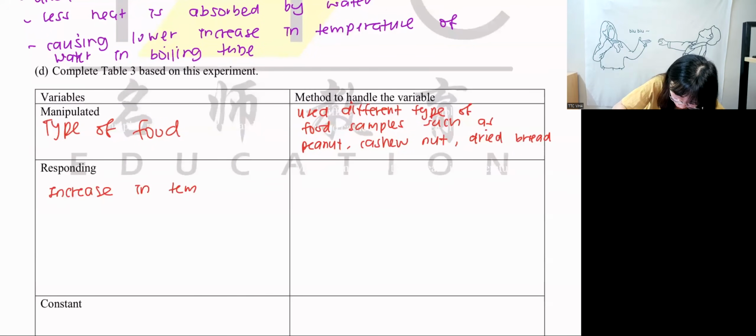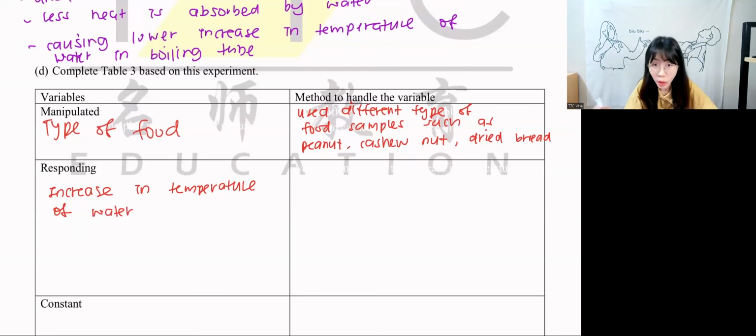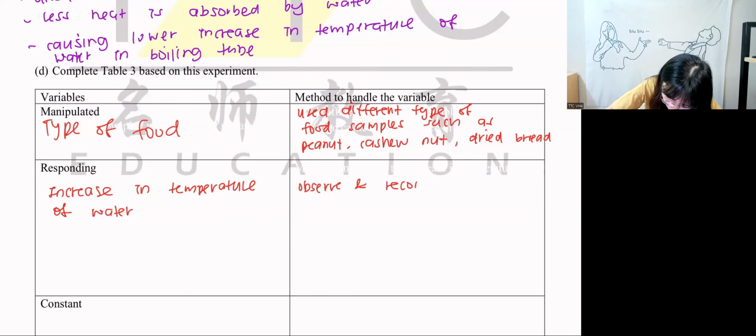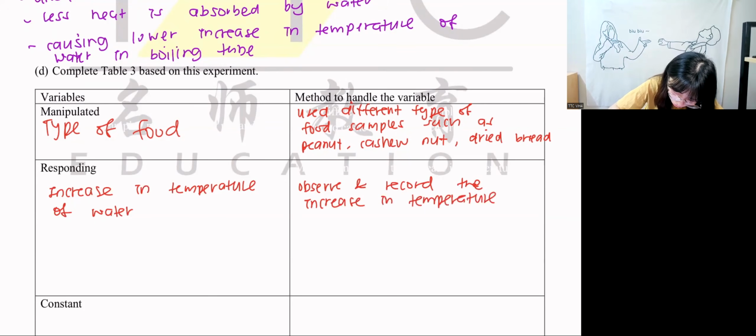Increase in temperature of water. If you need to write method to handle with your responding, if there's no need to write method to handle, you can write energy value. So this one you can say measure and record, or you can say observe and record also can. Observe and record, or measure and record the increase in temperature using the apparatus called thermometer. Using thermometer.